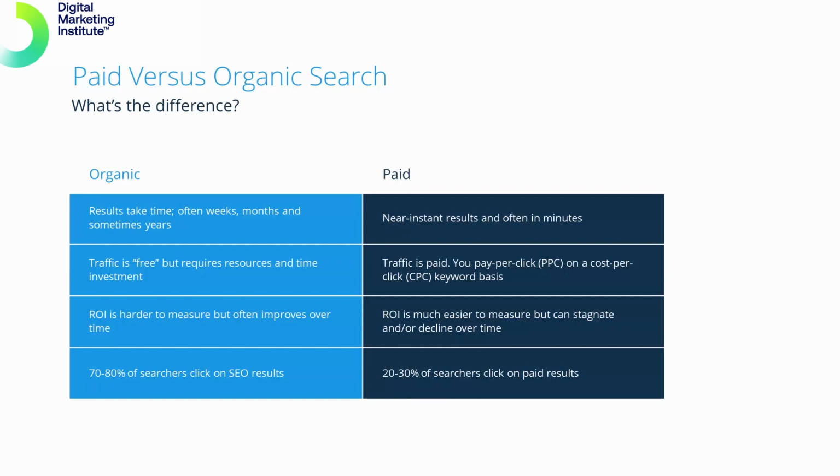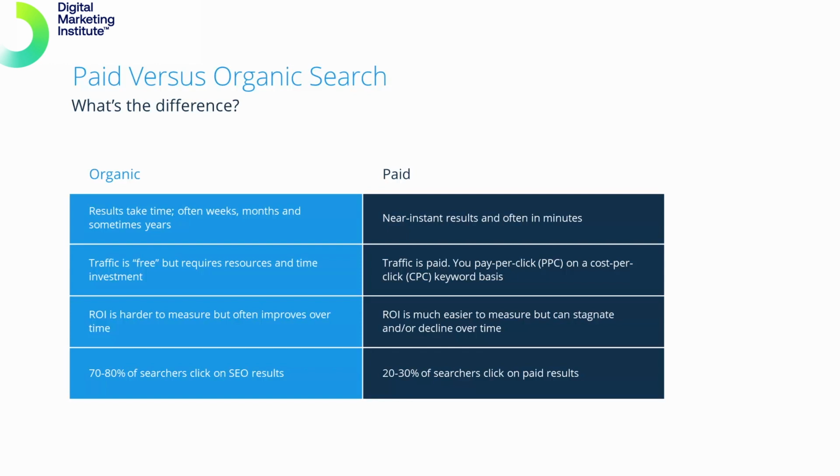So when we say organic search, really we mean SEO, search engine optimization. We sometimes call it natural search. And we're going to compare that now to paid search. So that's where you advertise on search engines. One of the key differences is the time factor. So with paid search, it's near instant results and often in minutes. Whereas with organic search, results can often take weeks, months, and sometimes even years. So we really do have to play the sort of medium to long term game with organic search.